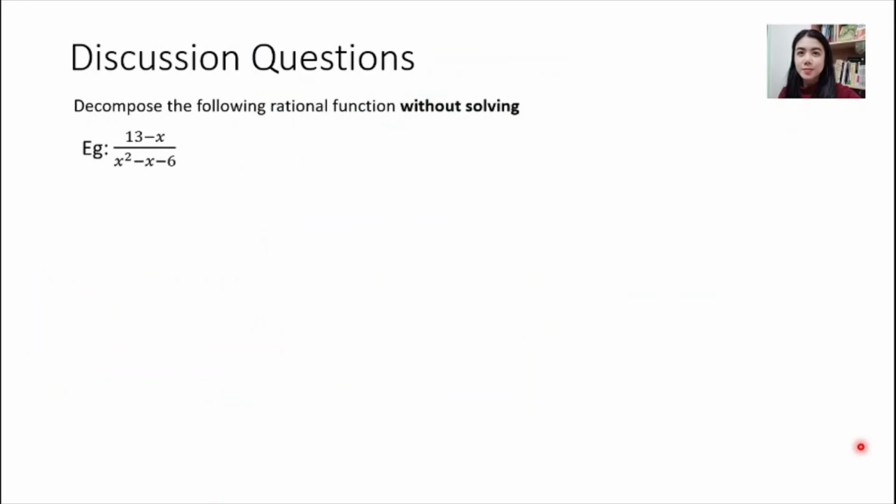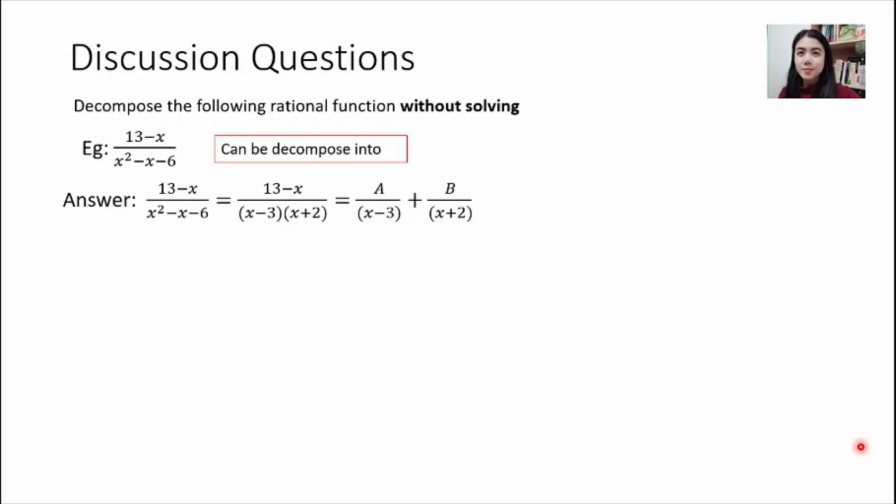Now go for the discussion questions. I want you to try to decompose the rational function without solving. What does it mean by without solving? For example, we have this fraction. It can decompose into this one. This x squared minus x minus 6 you can factor into x minus 3 and x plus 2. So you have two different factors. That's why you have two fractions.